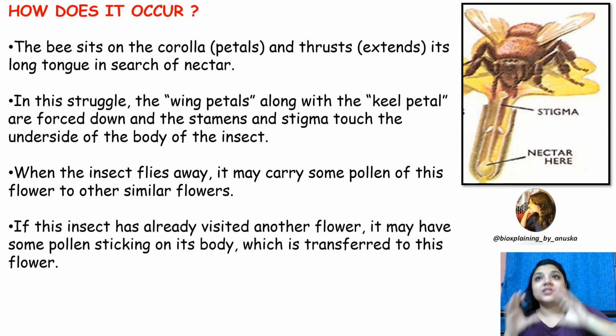Alternatively, suppose this bee has already come from some other flower carrying pollens with it. Then what will happen? When the stigma gets in touch with the insect's body, these pollen grains from the bee's body will get transferred to the stigma of this flower, thus completing cross-pollination.